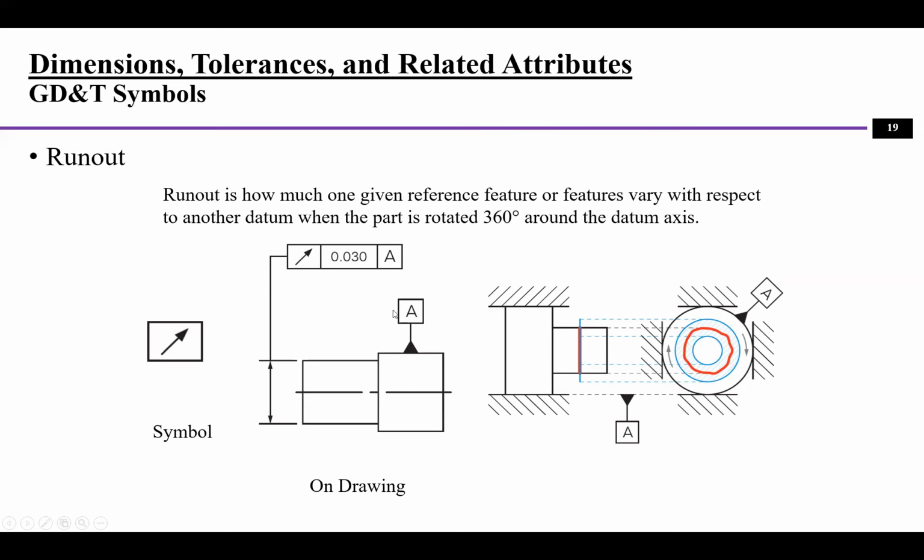And typically you can use a runout device. For example, here is a probe, and when you turn the part around, the probe can measure the ups and downs of this distance, and then you can draw the runout values. So we can use this arrow to describe the runout.